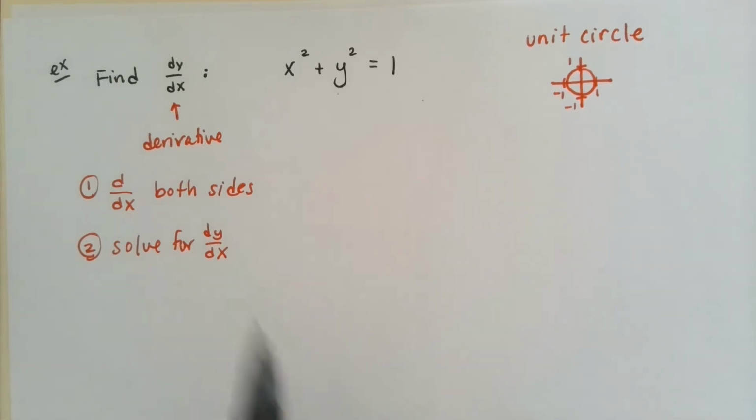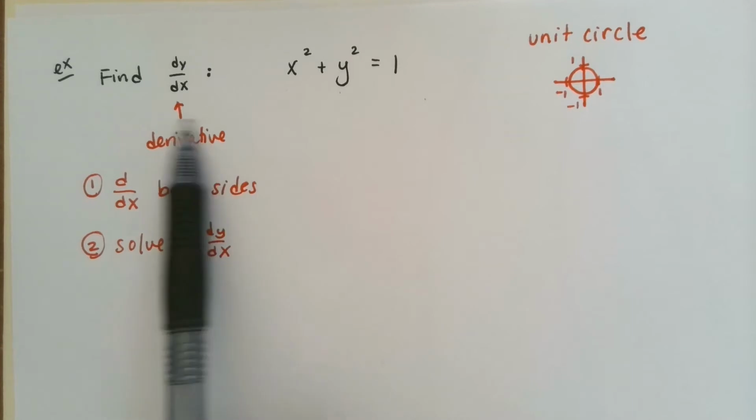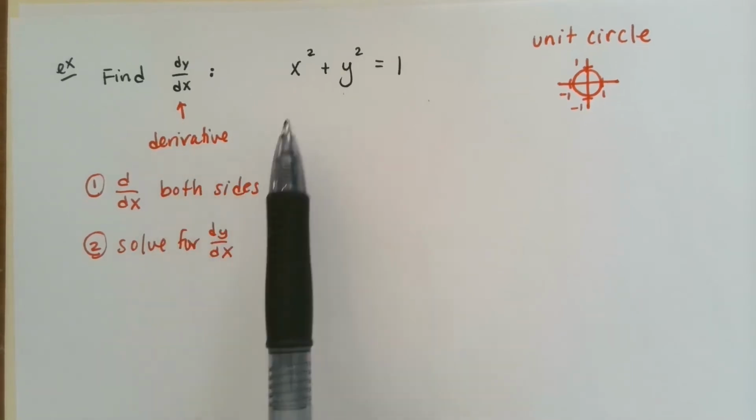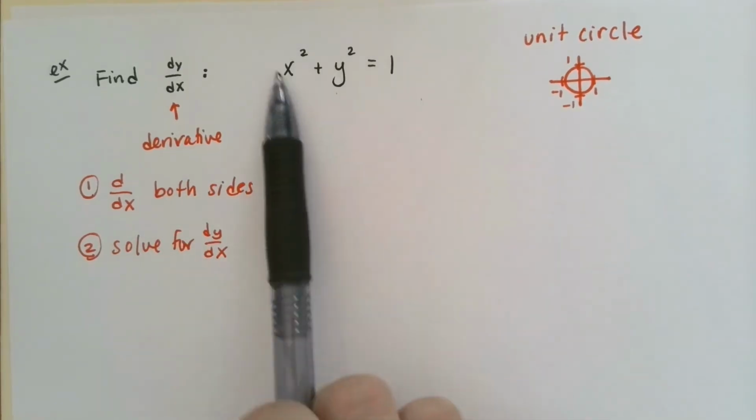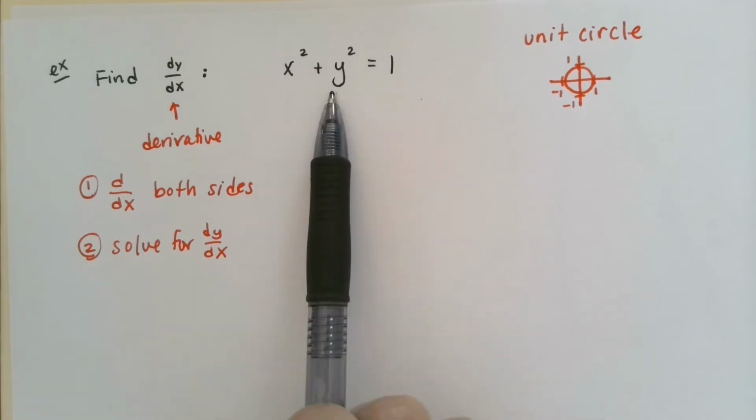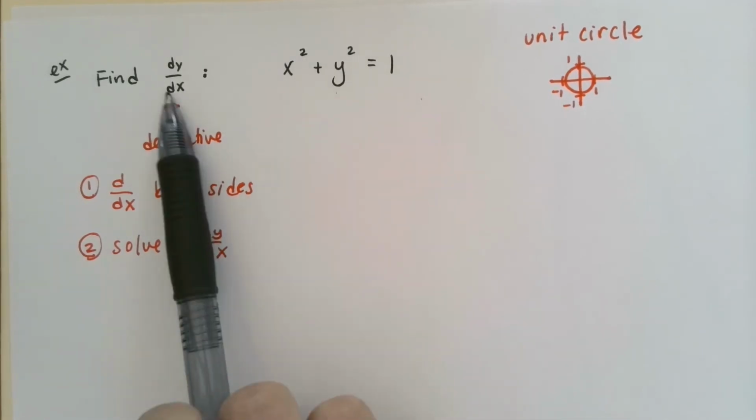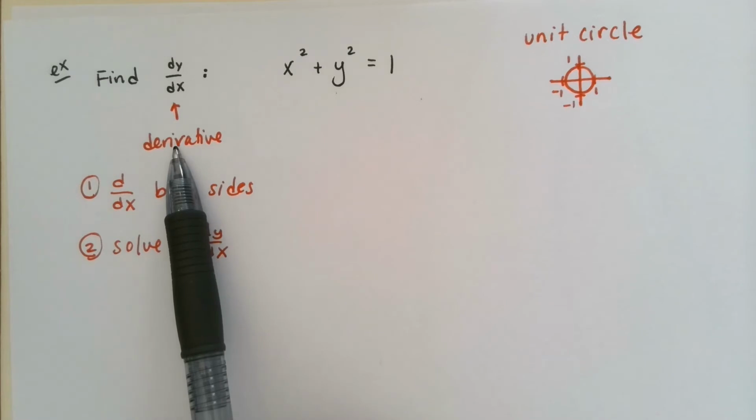So first thing I want to point out is that dy dx means the derivative. It's just that we don't have f of x here, so we can't use the f prime of x notation. So we still mean the derivative, just with slightly different notation.